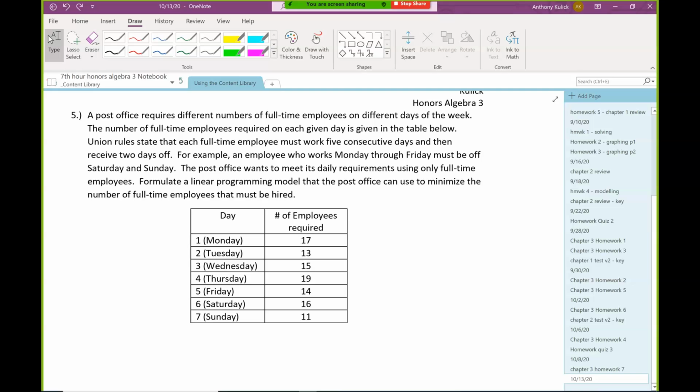So it says a post office requires a different number of full-time employees on each different day of the week. The number of full-time employees required on each given day is given in the table below. Union rules state that each full-time employee must work 5 consecutive days, then receive 2 days off. For an example, an employee who works Monday through Friday must be off Saturday and Sunday. The post office wants to meet its daily requirements using only full-time employees. Formulate a linear programming model that the post office can use to minimize the number of full-time employees that must be hired.